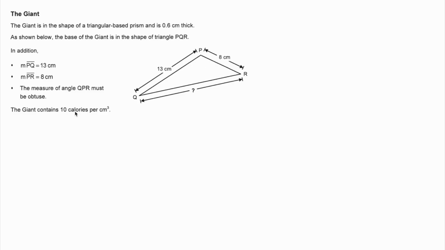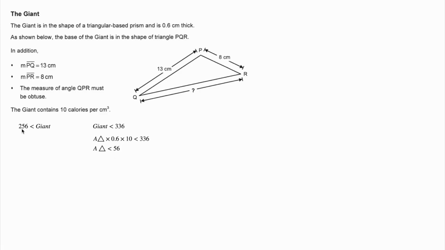The giant contains 10 calories per centimeter cubed. I know that the giant has to have less than 336 calories. The number of calories in the giant is the area of the triangle times the thickness of the triangle times 10 calories. That has to be less than 336. 0.6 times 10 is 6. If I divide 336 by 6, I get 56. The area of the triangle has to be less than 56 centimeters squared.